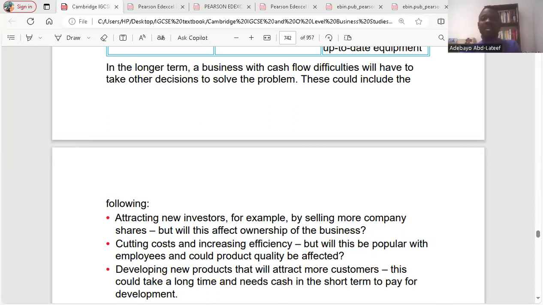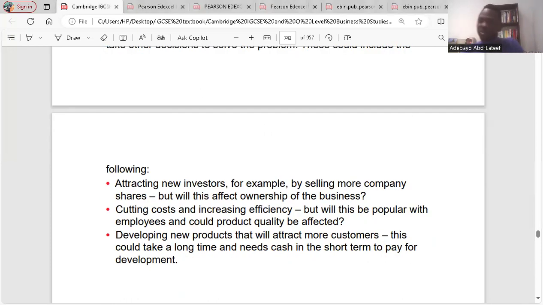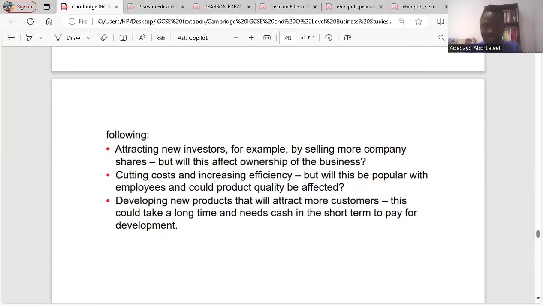So for the long term, the first thing you could do when you have a cash flow problem is to attract new investors. But when you're attracting new investors, it means you'll be losing ownership of the business because they are going to inject capital, but in return for your ownership. Do you get the first point?